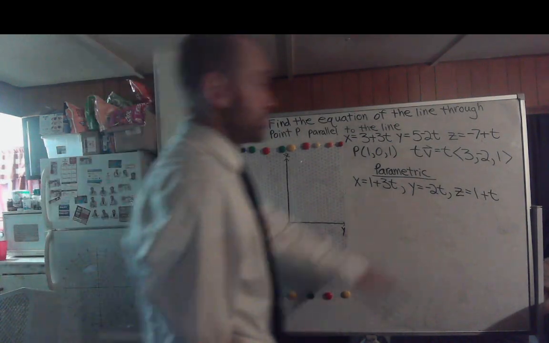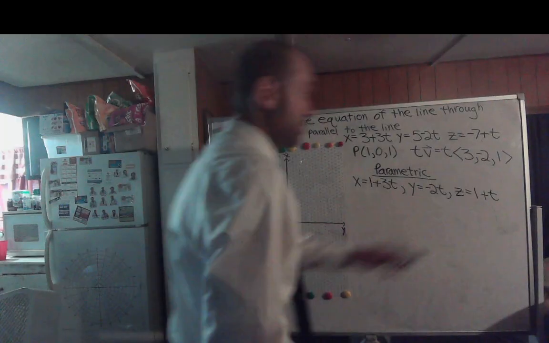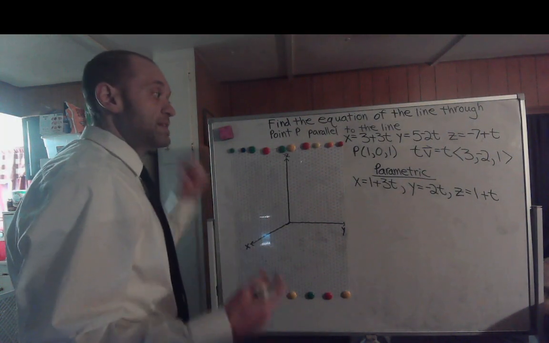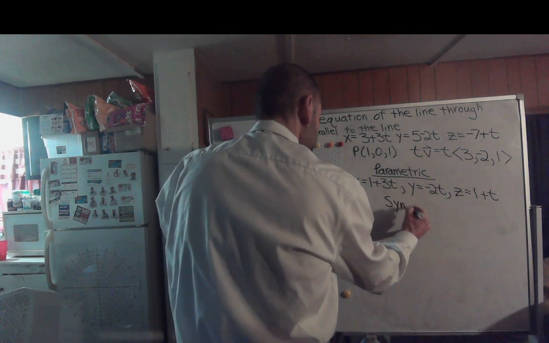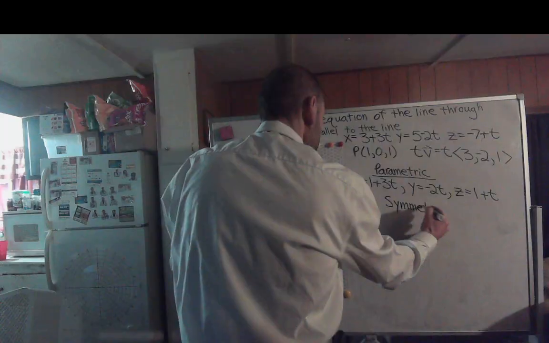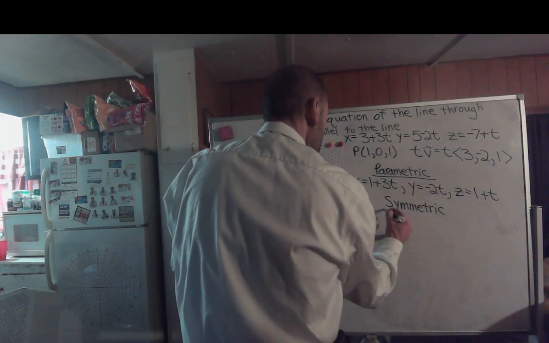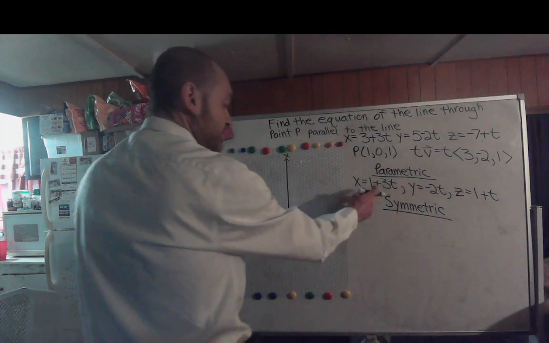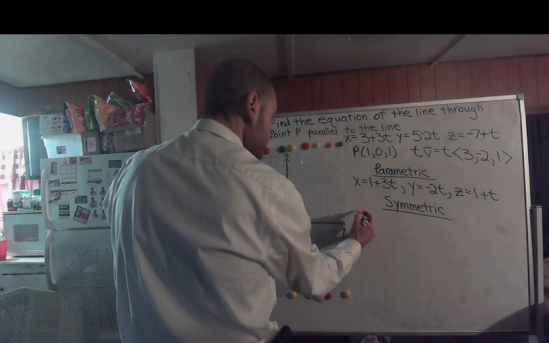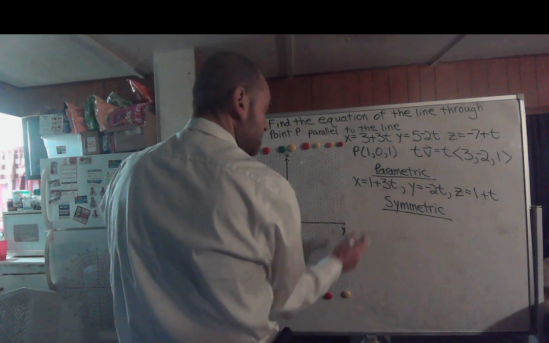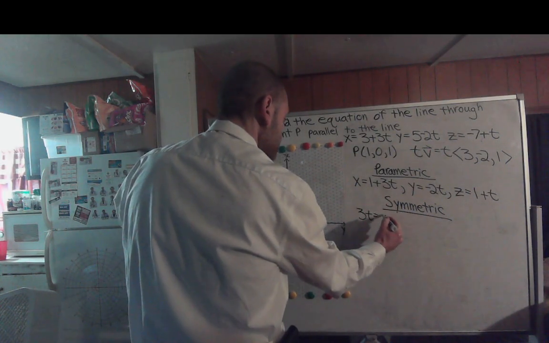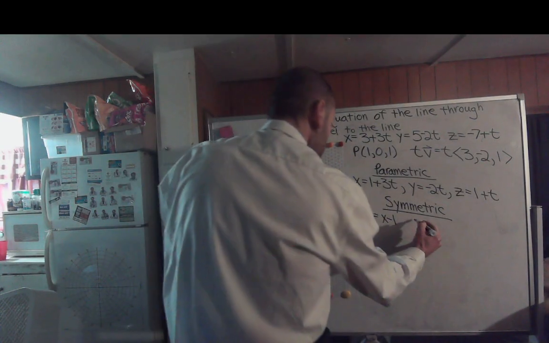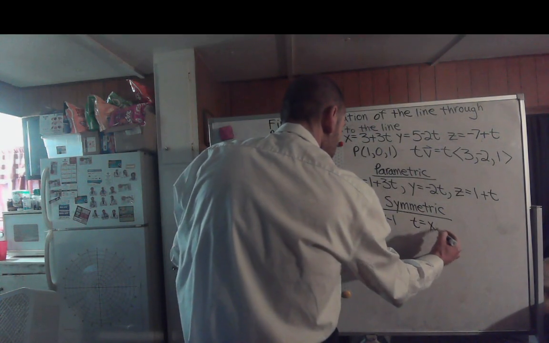And since our direction numbers are all non-zero, we can actually now find symmetric equations. It won't be hard to do at all. So let's solve for t for each of these variables. If you have x equals 1 plus 3t, that means 3t equals x minus 1, which then means t would equal x minus 1 over 3.